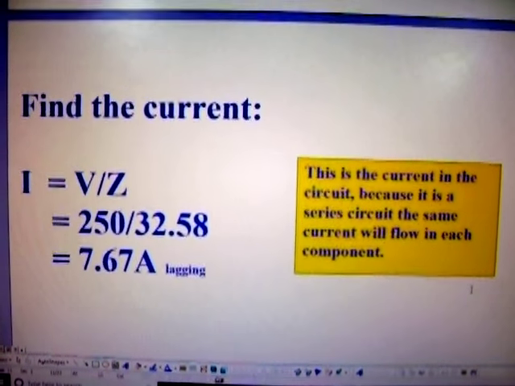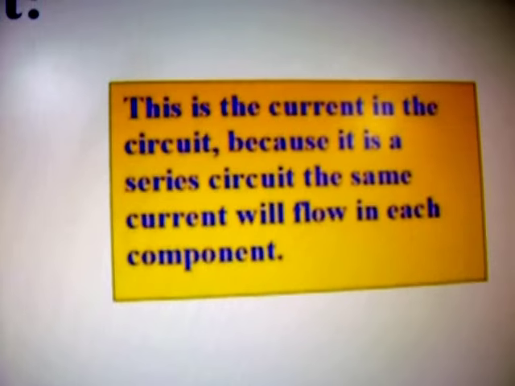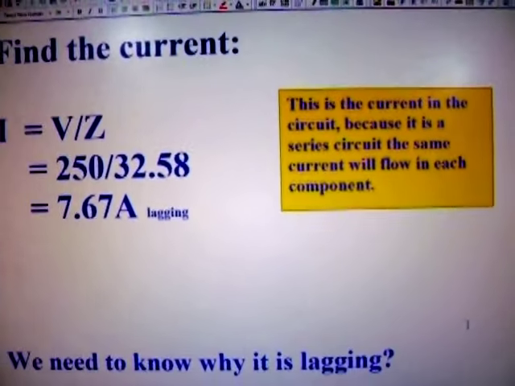Now here we need to find the current, and you've seen what I've done here. I equals V over Z. Let me just bring you in here, we made a little note, so look at the notes.